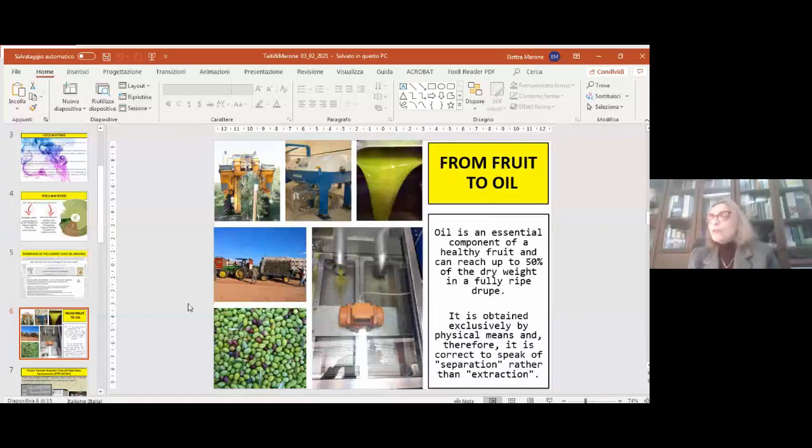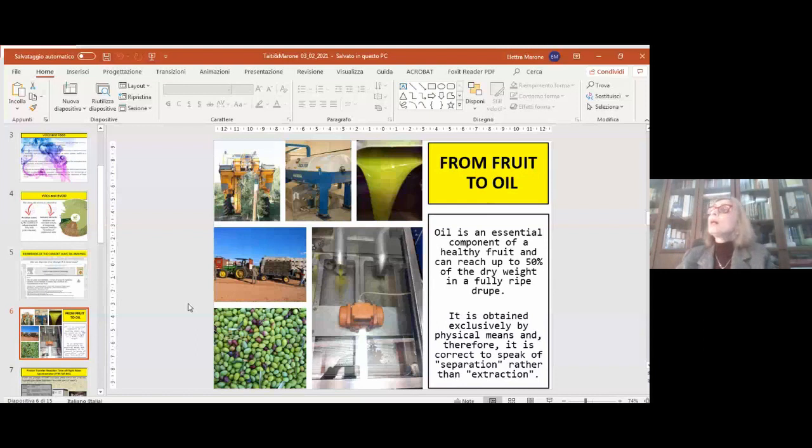The oil in the fruit cell is enclosed in small compartments that are broken together with the cellular complexes during the crushing. And these tiny droplets that are released are transformed during the milling phase into larger drops, such that they can then be separated by centrifugal force or by simple surfacing.